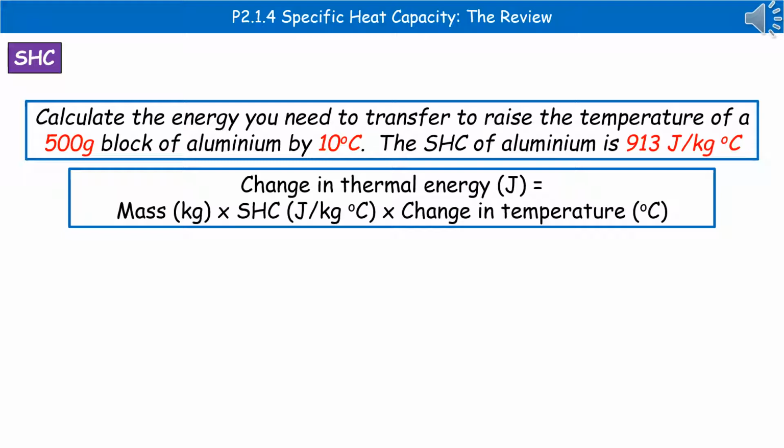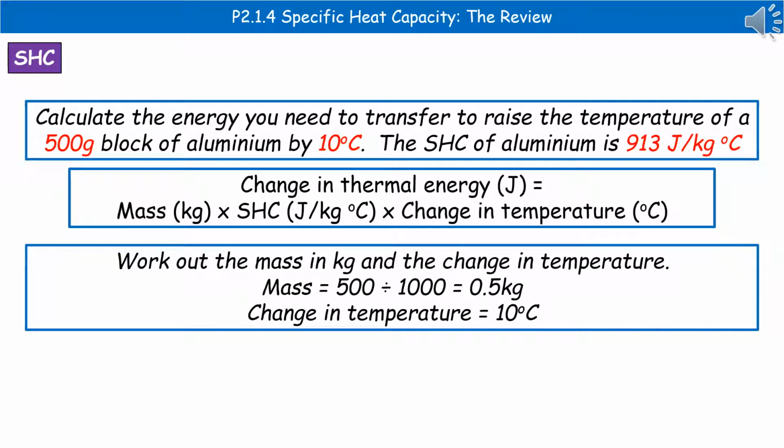Second thing to do is to write down the actual formula from the formula sheet. So just copy it into the answer space. Next thing to do is have a look and see what you need to do in terms of working out the mass in kilograms or the change in temperature, because different questions will need you to do different things here. So in this question, we can see that we've been given the mass in grams, so we've got to convert that to kilograms by dividing by 1,000, and the change in temperature we've just been given in this instance. Sometimes they'll give you the start and finishing temperature and you'll have to work out the change. So just look out for those, work them out and jot them down.